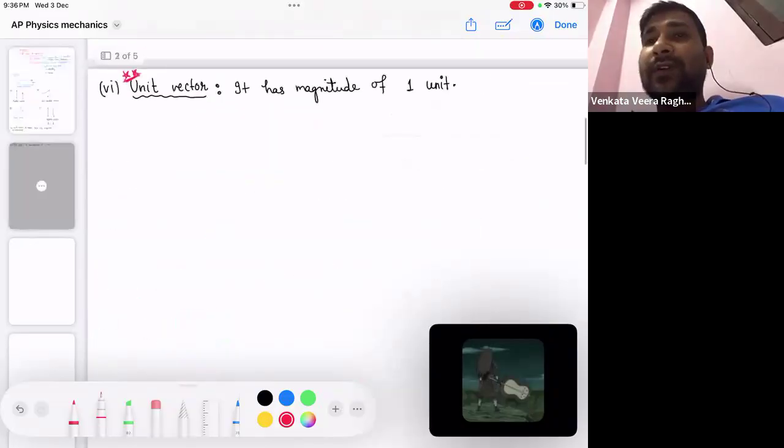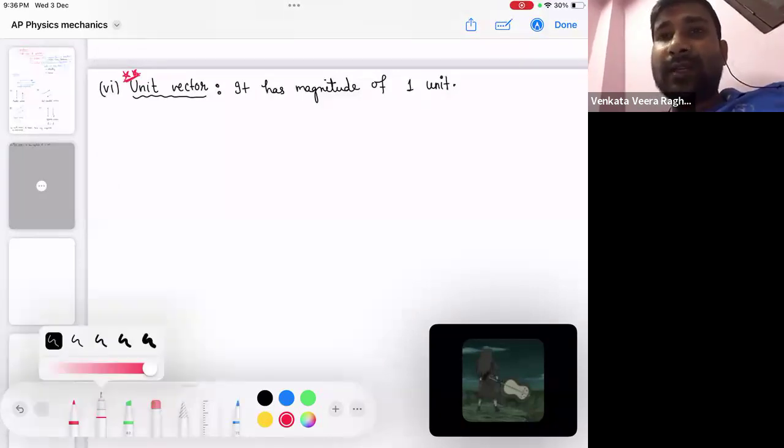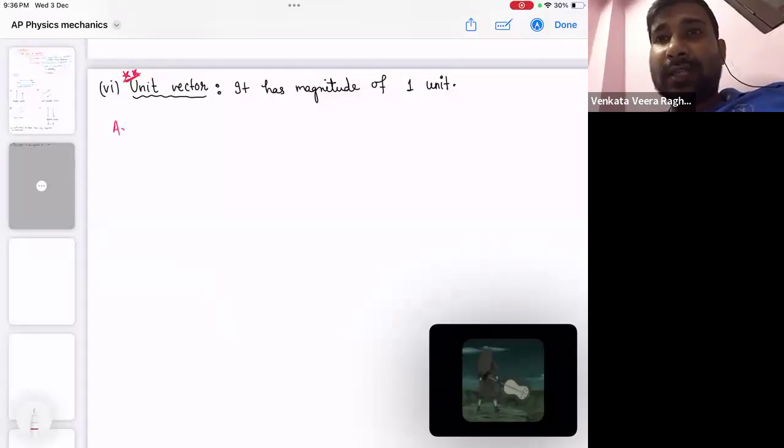The first thing we are going to discuss is the triangle law of vector addition, or we can also call it addition of vectors.